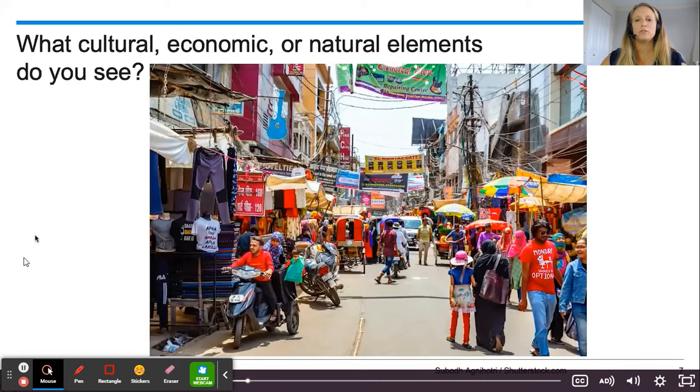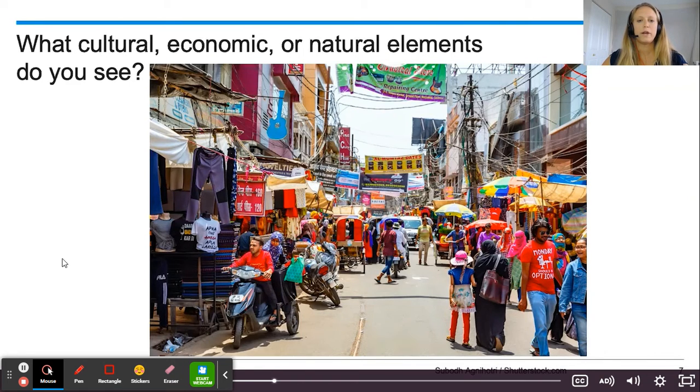There's going to be a lot of pictures, so if you ever want to pause the video to look at it longer, you can. So for example, in this photo, I want you to see if you see any cultural, natural, economic, any elements you see in this photo. So remember, you can pause it, but if it was me doing this analysis, I would mention that I see a lot of people taking up the street. I don't really see any cars. There might be one in the back, but for the most part, it's taken up by people, and this is clearly a market. So there's some kind of economic system going on here.